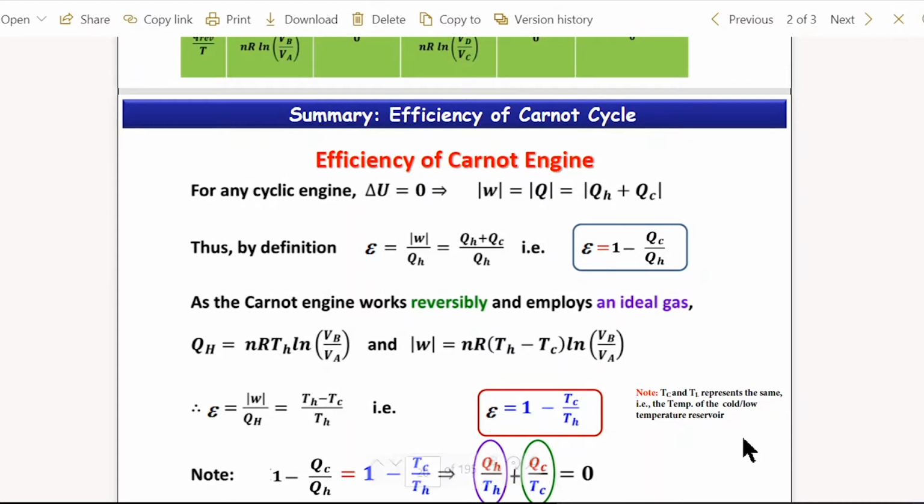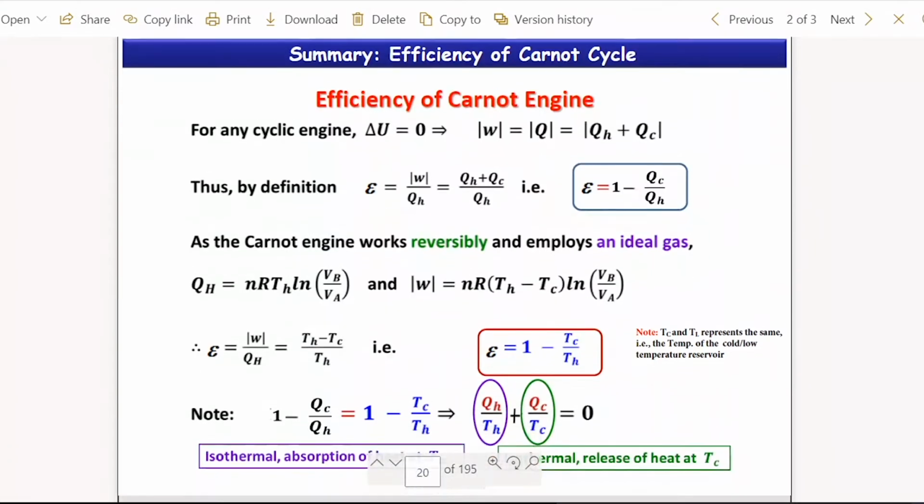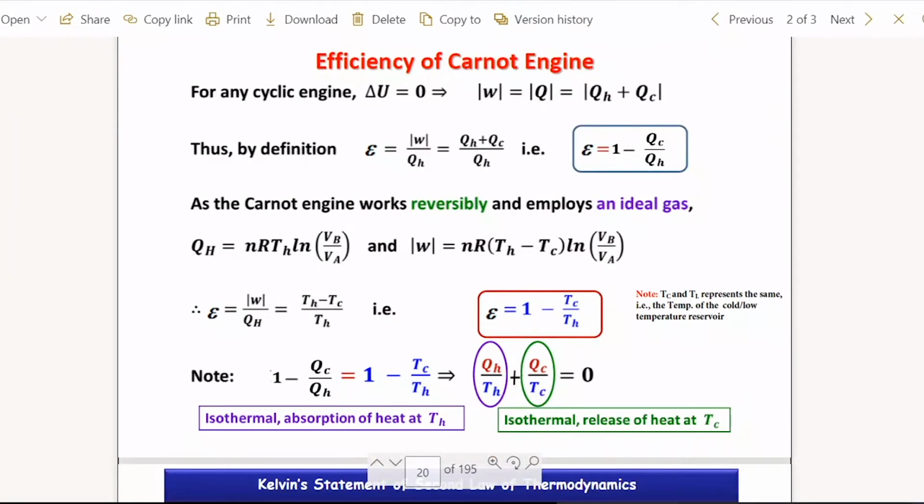So if I have an ideal gas, whatever I have just now derived for the expression for efficiency.